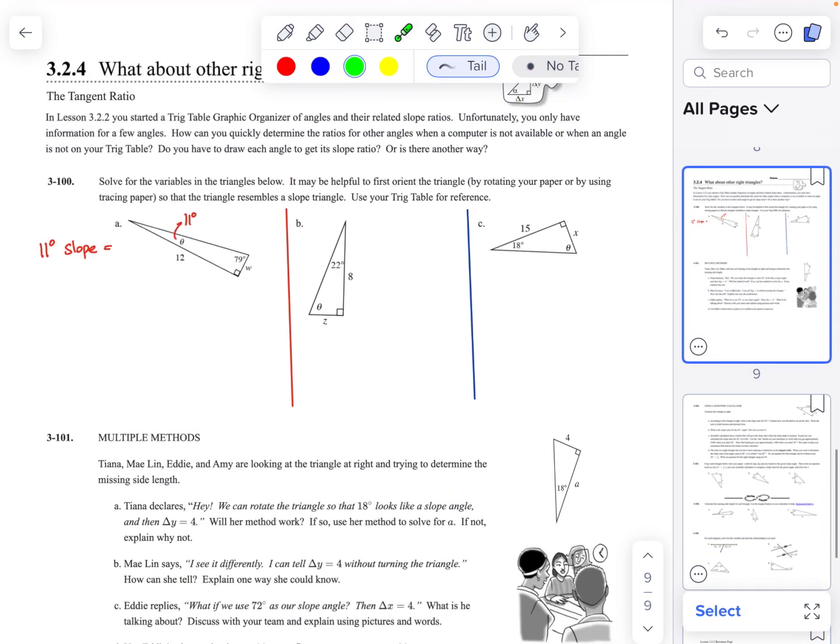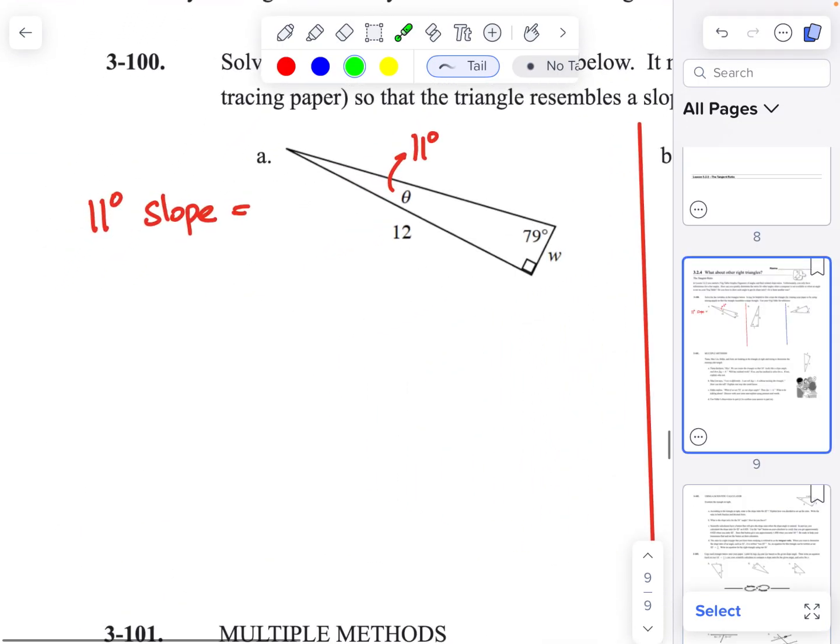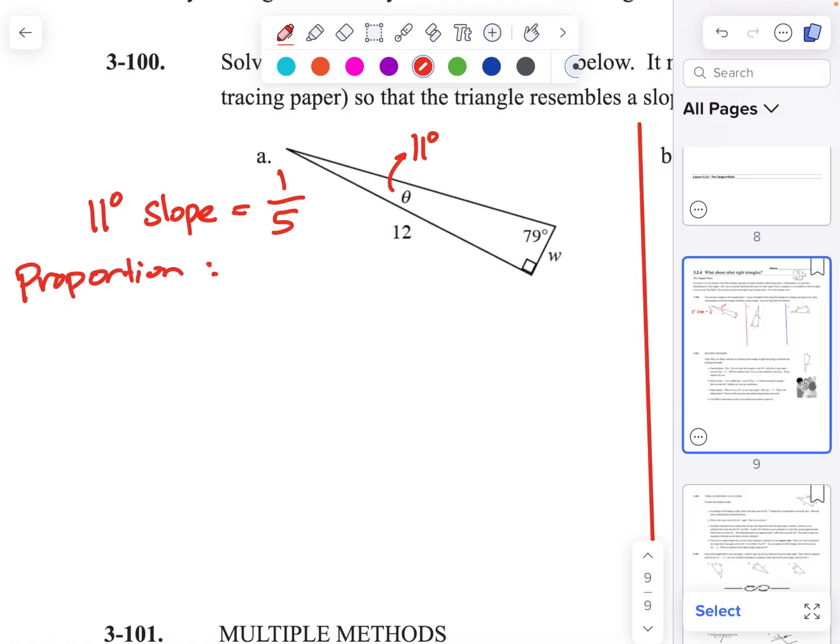So I'm going to go back to where I was on my paper, and I'm going to say that an 11-degree slope is 1/5. The next thing I'm going to do is set up a proportion, and again, I'm looking at it in terms of this 11-degree angle. And so my rise is W and my run is 12. So I'm going to say 1/5 equals W/12, because that's rise over run for the 11-degree. And now I'm just going to solve it.